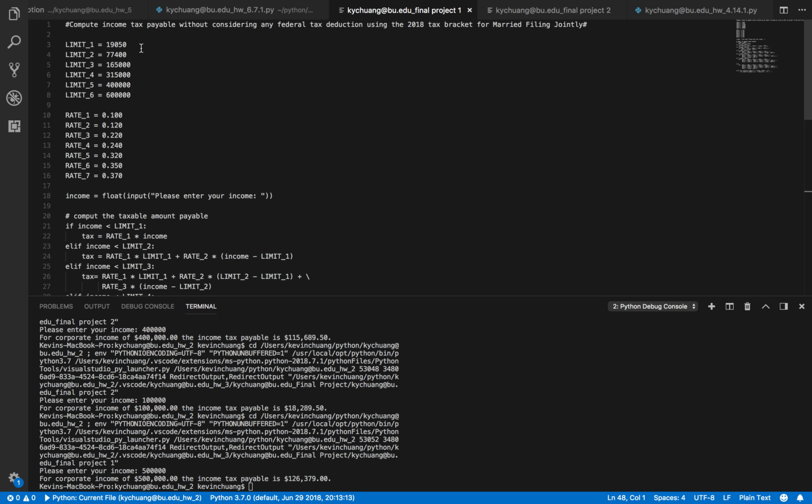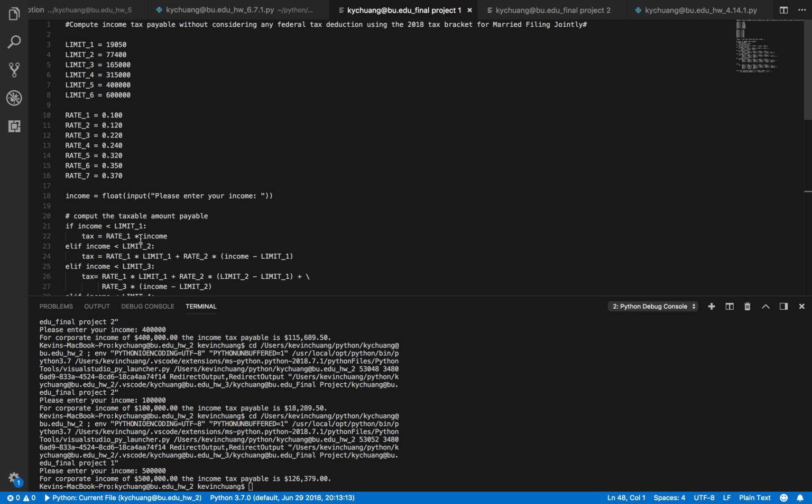I use a float to allow the users to enter their income, and I use an if, elif, and else statement to calculate the income tax liability. At the lowest tax bracket is the simplest income tax to calculate. You do this by multiplying the income by the lowest tax rate, which is right here, and it will give you the tax liability.